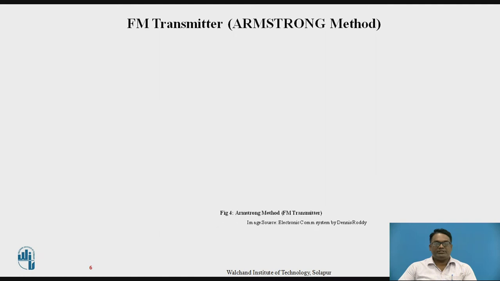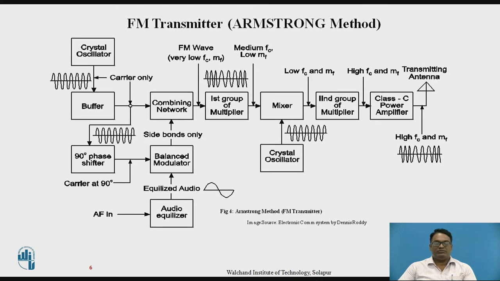Similarly, the FM transmitter generally includes the Armstrong method. This method is generally known as the indirect method. In this, first the signal is converted into the AM signal, and then it is converted into the frequency modulated wave. Here the carrier is provided by the crystal oscillator. This is then given to the buffer, which then gives to the combining network.